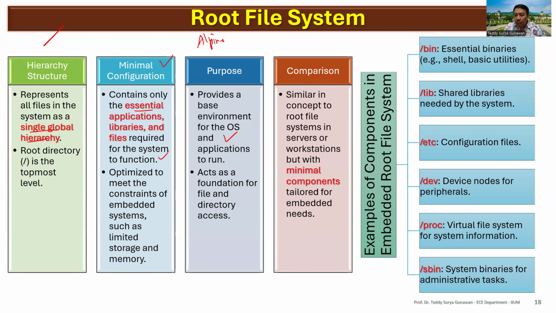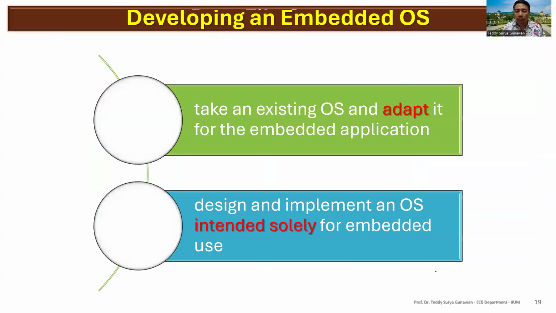Okay. So this is similar to a server or workstation, but with minimal components. As I mentioned, it's similar. You can see here that slash is the root, and you have slash bin, slash lib, slash etc, slash dev, exactly like a Linux or Unix file system. Okay. So how do we develop an embedded OS? You can take an existing OS, strip it down, and adapt it for the embedded application, or you design and implement an OS intended solely for embedded use. Okay, so you have this with pros and cons.